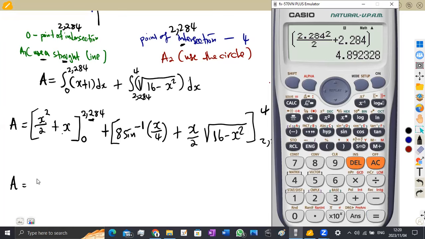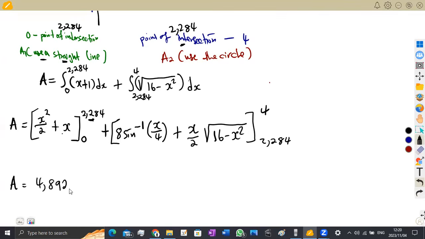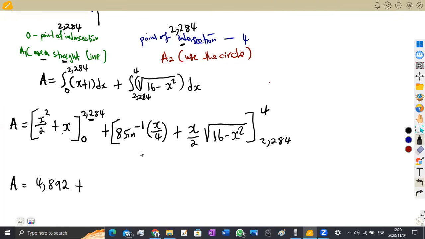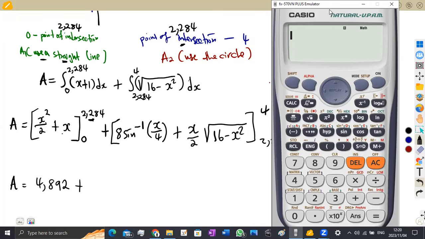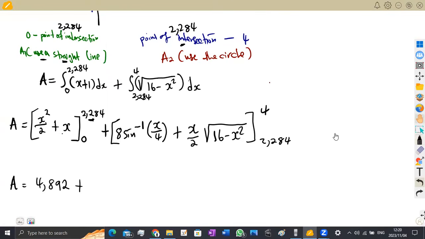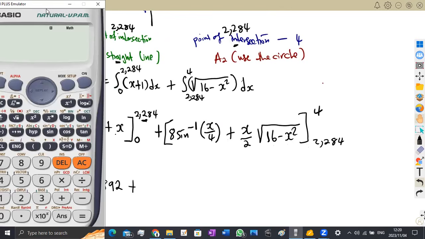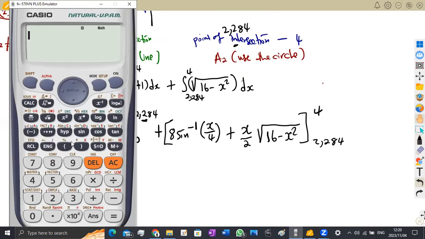4,892, right? So you're going to have 4,892 in this case, which is from the first part, but we are supposed to add now the area from the other part, this one. So you're just going to have again the upper limit minus the lower limit in this case. All right, let us just have it aside here. So you're going to have the upper limit minus the lower limit in this case.